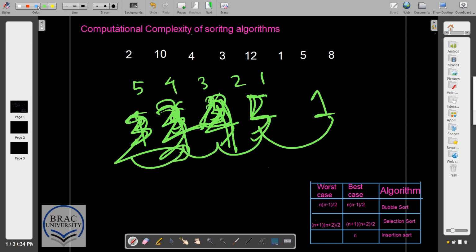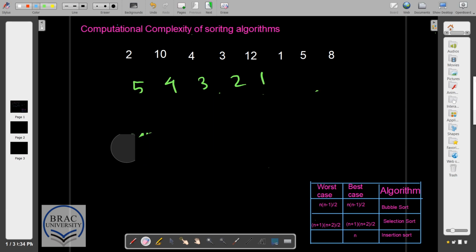In this case, notice how many comparisons are being made. We compare 4 with 5 and swap. If you compare 4 with 5, the comparison is one operation and then the swap is another operation. Then we compare 3 with 4 and swap. Then we compare 3 with 5 and swap.